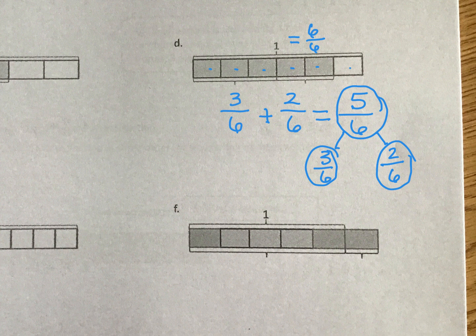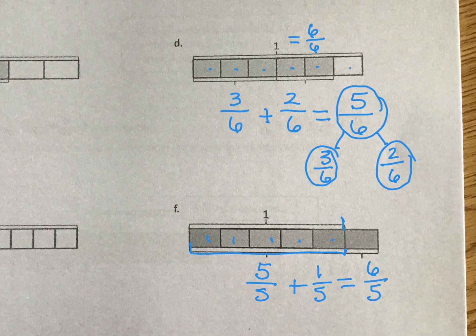Okay, so let's take a look at F. In F, we have 1, 2, 3, 4, 5. So we're talking about fifths here, not sixths, because there's only 5 parts in the whole one right there. So if we add all of that up, we have this first section, which is 5 fifths, plus we have one more, which would be 1 fifth. Okay, the answer to that would be 6 over 5.